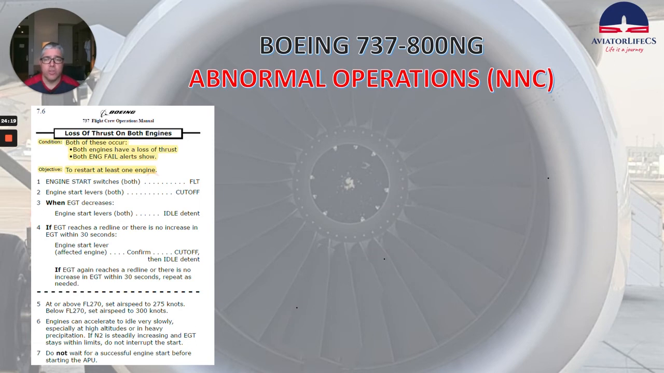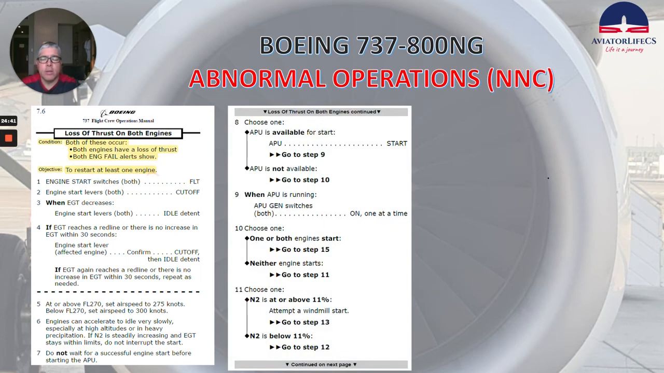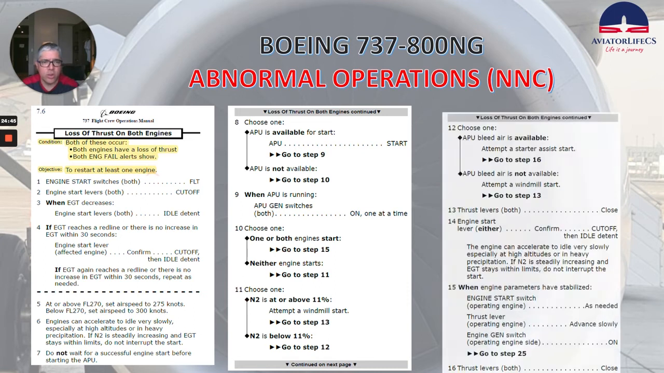If EGT reaches a red line or there is no increase in EGT within 30 seconds, engine start lever affected engine confirm, cut off, then idle detent. If EGT reaches a red line or there is no increase in EGT within 30 seconds, repeat as needed. So here you have the part of the rest of the checklist. I will show you these two first.